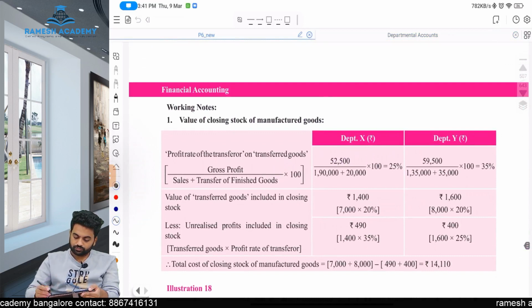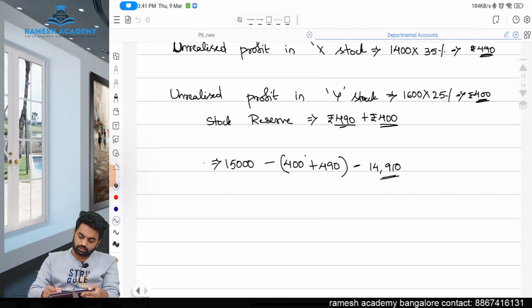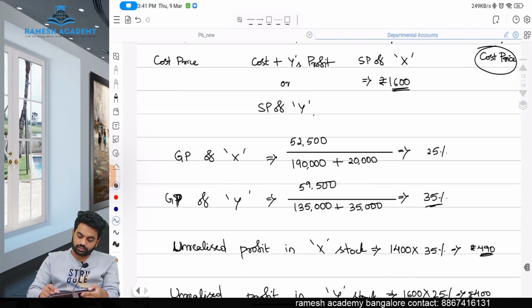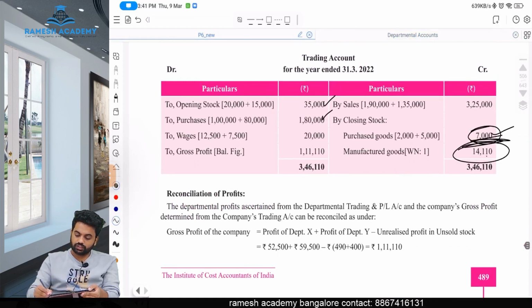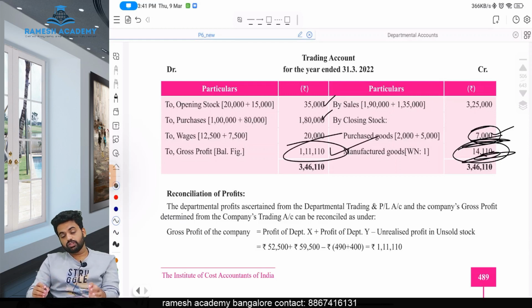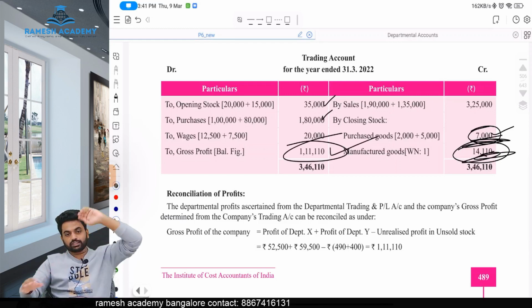$7,000 plus 8,000, 15,000 minus 890. Yeah, 14,110 it is. So 14,110 will come here. Finally, whatever there is, that is a balancing figure, which will go to gross profit. That's it. Simple it is.